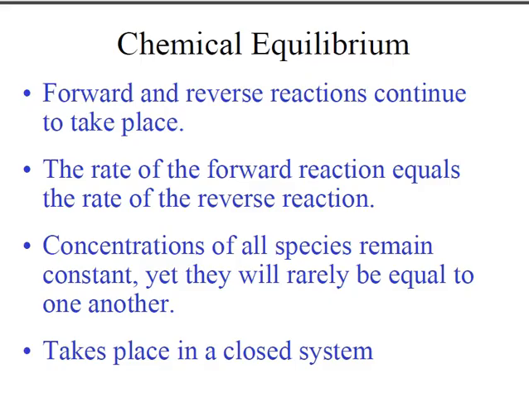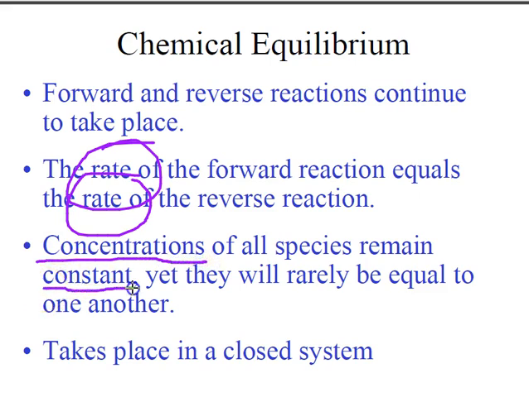So what is chemical equilibrium? This requires a forward and reverse reaction, and these reactions are both taking place at the same time, the forward and the reverse. And the rate of the forward reaction is equal to the rate of the reverse reaction. Because the rates are the same, it's going forward, reverse at the same rate, the concentration of the species is constant but rarely equal. They're just staying constant, but they're rarely equal to one another.